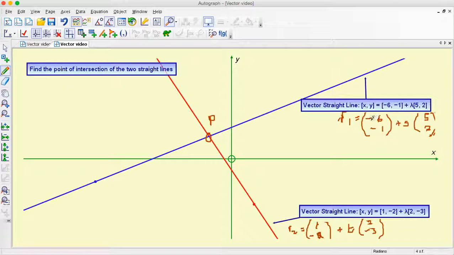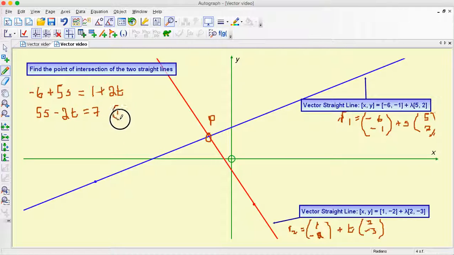Now what I want is for the x values to be the same. So the x coordinate here for R1, how do I work out the x coordinate? I take -6 and add 5 s's. Now that's got to be the same as the x coordinate here, which is 1 plus 2 t's. Now if I just look at that equation, that's 5s take away 2t equals 7. I'm going to call that my first equation.